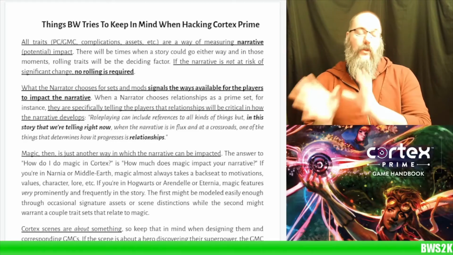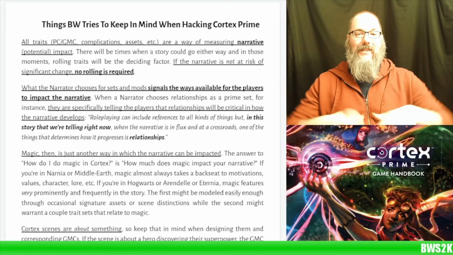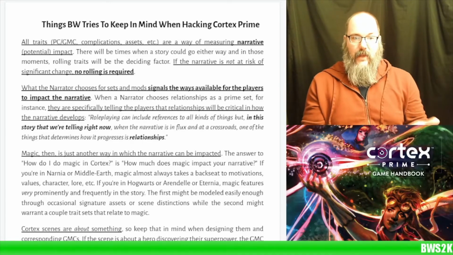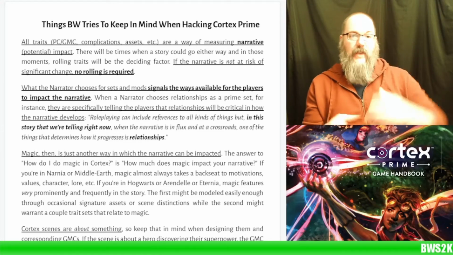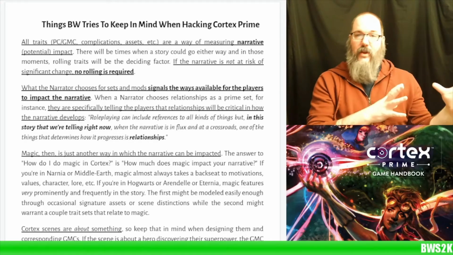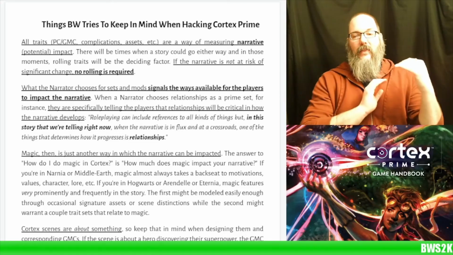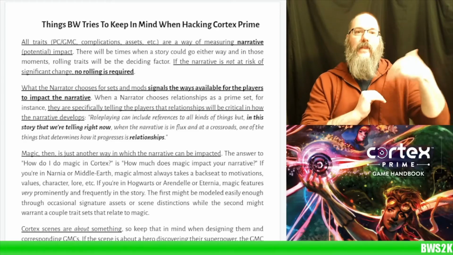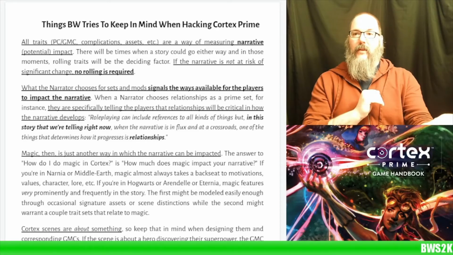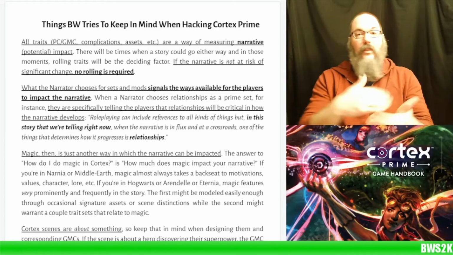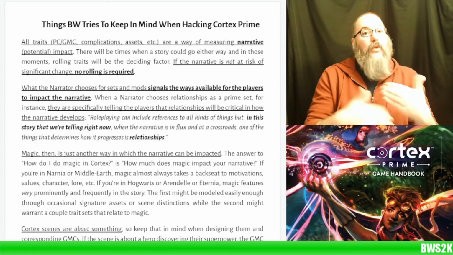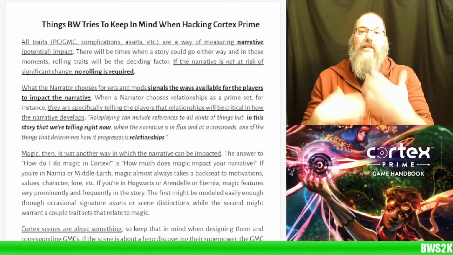So what the narrator chooses for sets and mods signals the ways that are available for players to impact the narrative. Okay, so we've got the bedrock of the fact that die traits equals narrative impact, and then naturally out of that we learn that the narrator is communicating to the players or potential players that these are the things that are going to matter, because those are the things that are going to impact the narrative. That's the kind of narrative we're telling.